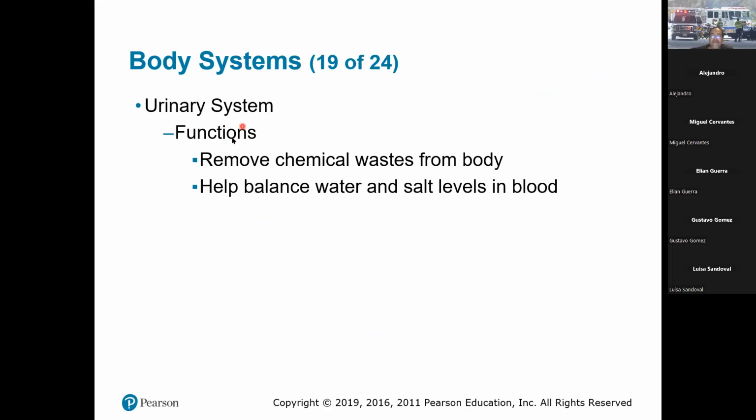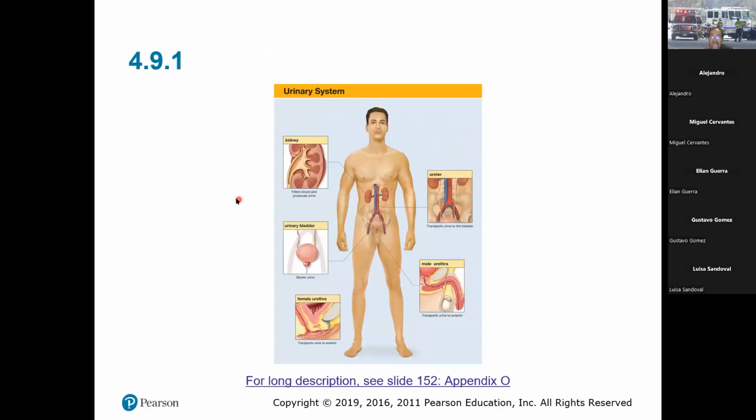The functions of the urinary system are to remove chemical waste products from the body itself. Okay, it helps balance water and salt levels in the blood. And the urinary system consists of your kidneys, the ureters, which are the tubes that come out of the kidneys and connect to the bladder where urine is collected. And eventually you have your urethra, which basically is a little tube that causes you to urinate. In males it is a little bit longer than in females.